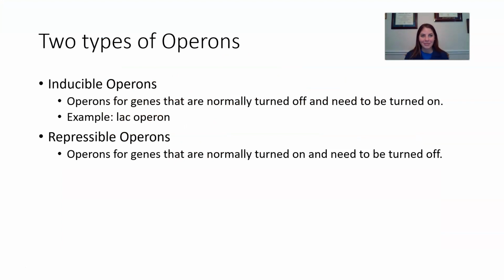So the two different types of operons that we're going to be going through are called inducible and repressible. Inducible operons are basically always off or down-regulated. So they're always turned off, and they're waiting for something to turn them on. So they have the repressor protein in their site, and they're waiting to be turned on. So they have to be induced.